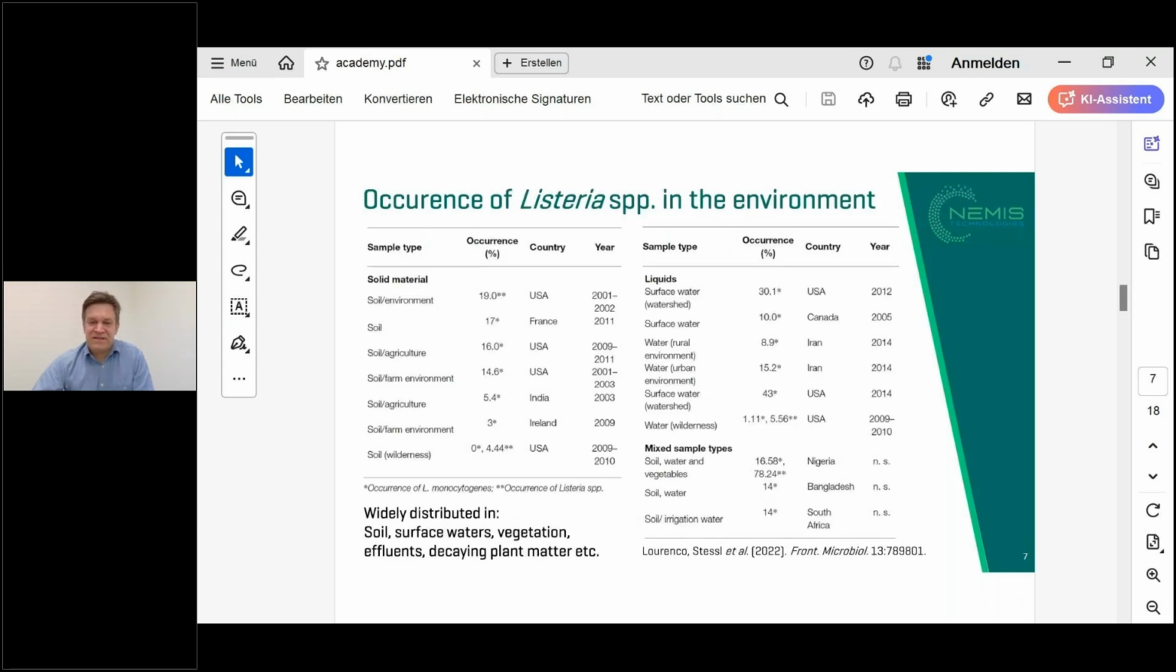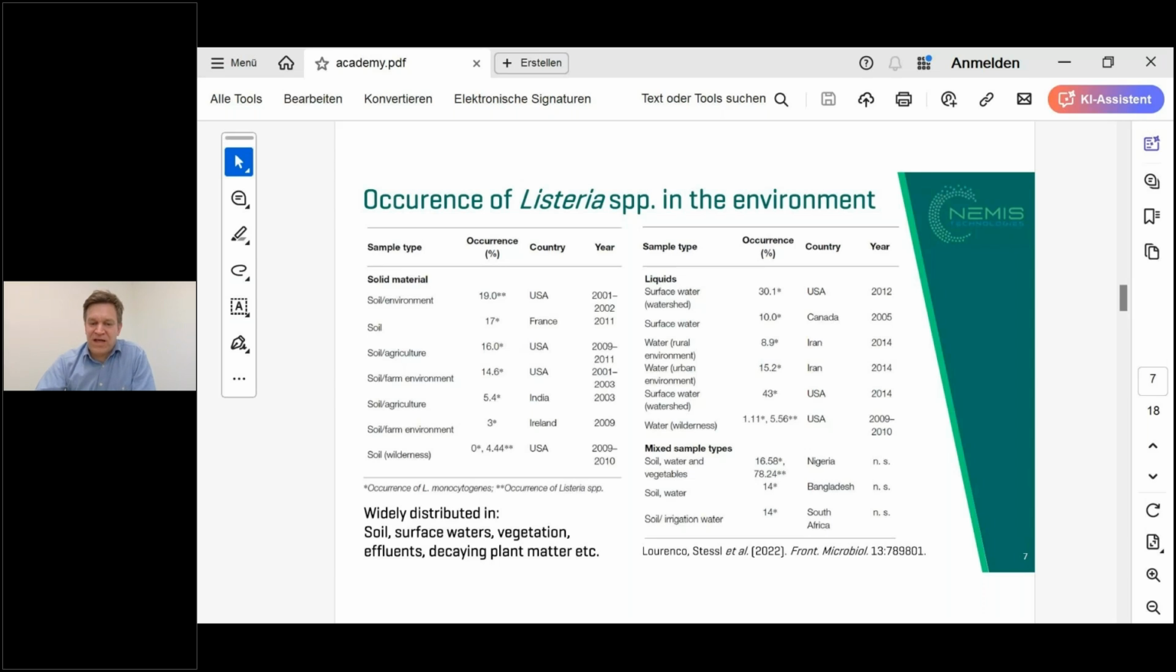Where do these Listeria bacteria occur? There have been quite some nice studies and reviews out there. You can see the citation here if you want to look into more detail. It's found very broadly all across the world: in the soil, in agricultural environments, on farms, in the wilderness, in decaying plant matter, in rural waters, urban runoffs, so almost everywhere, in irrigation water and so on.